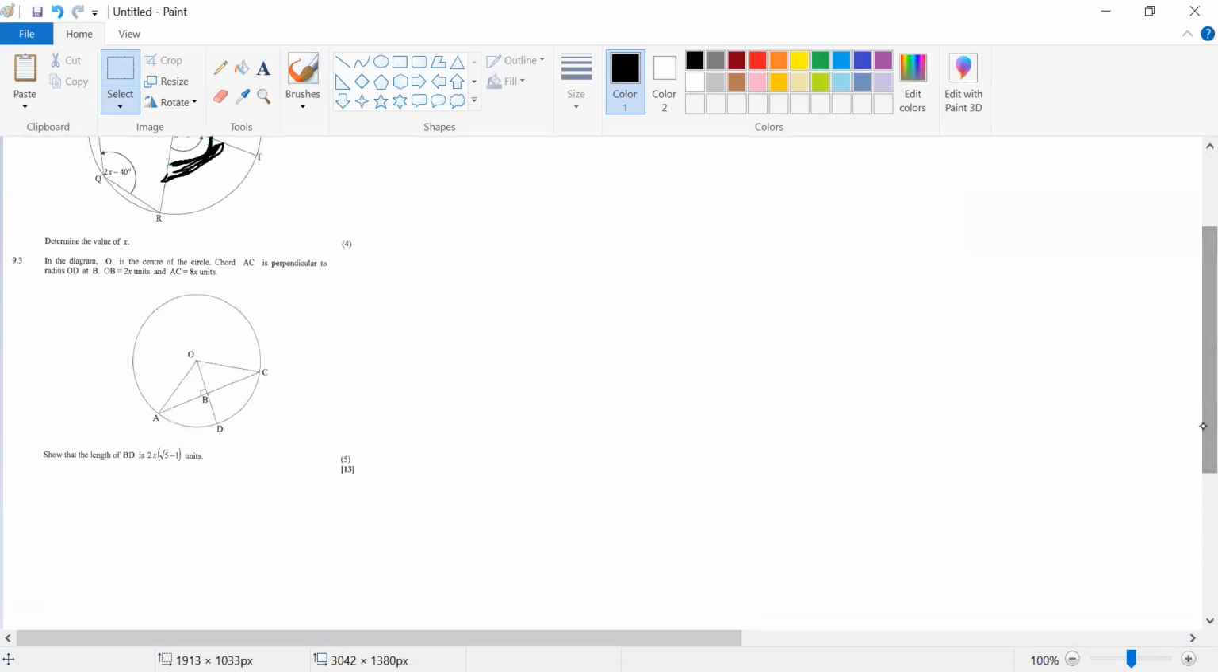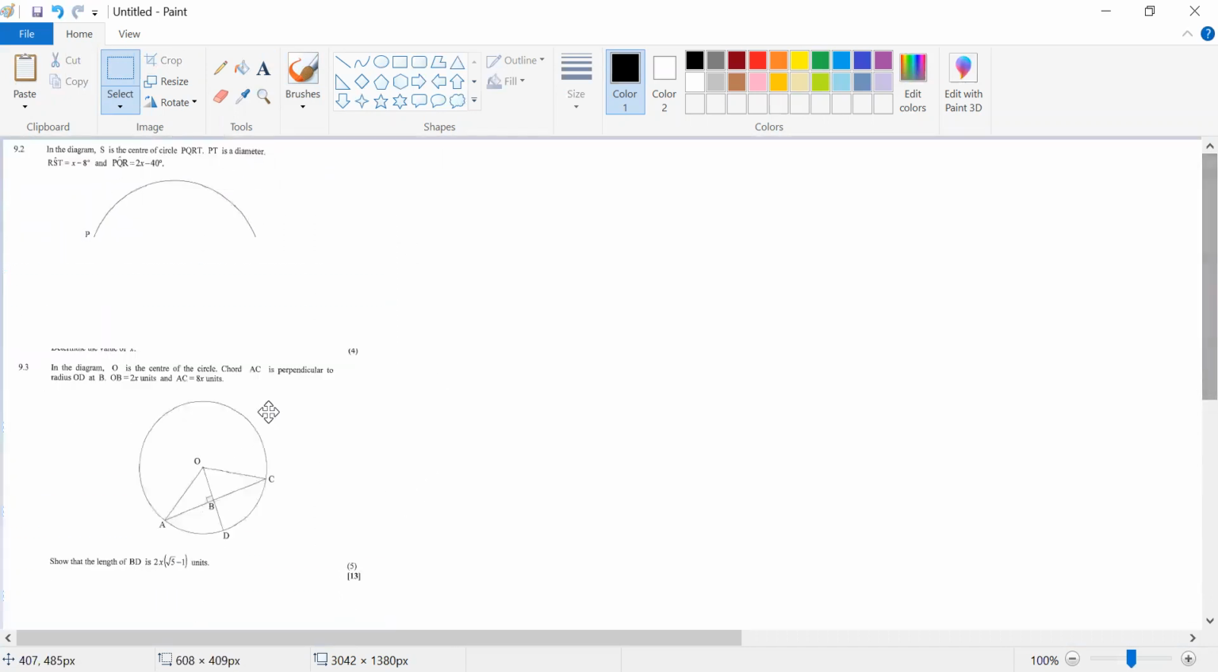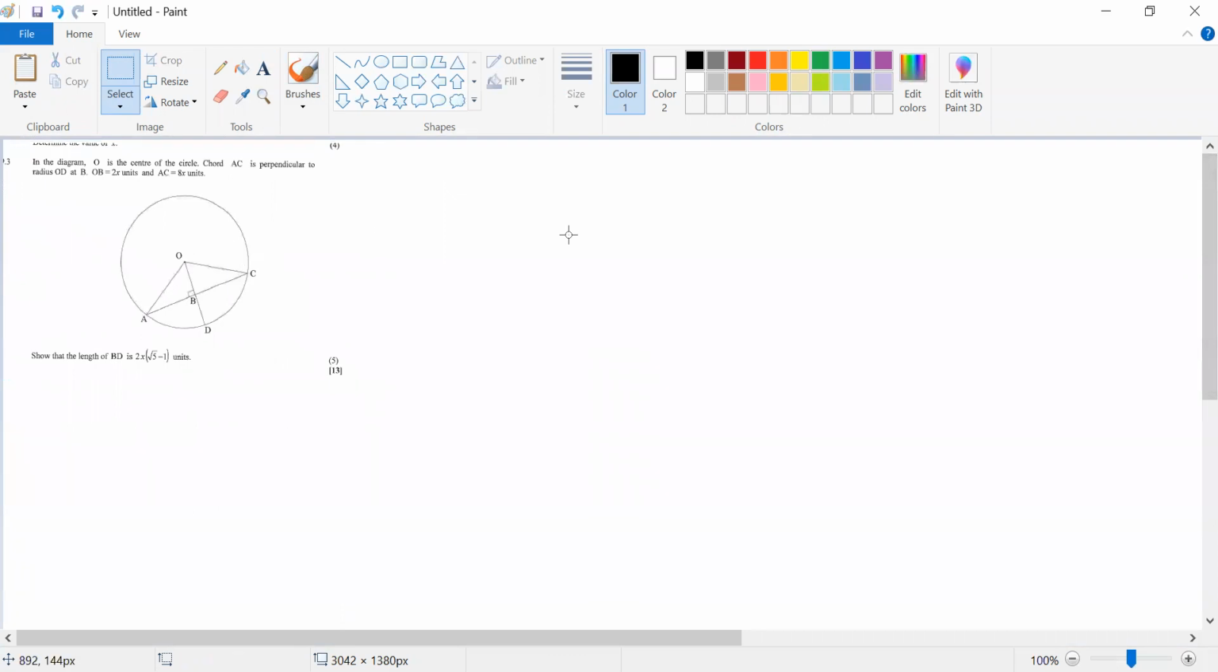So the next question, let's delete the top question. In the diagram, O is the center, chord AC is perpendicular to the radius at B, and OB is equal to 2x units and AC is equal to 8x units. Show that the length of BD is 2x times root 5 minus 1 units.